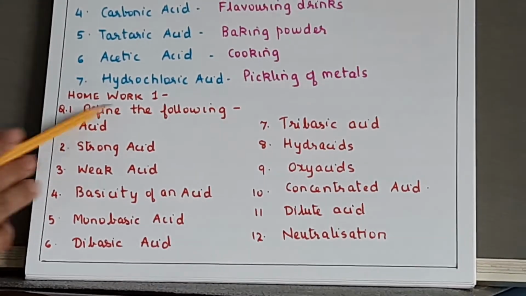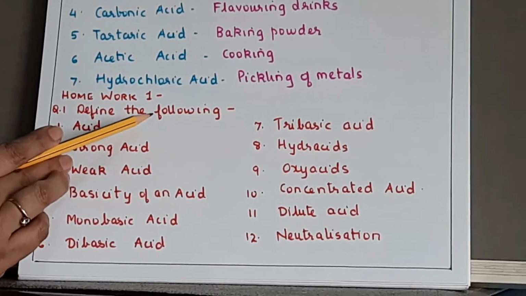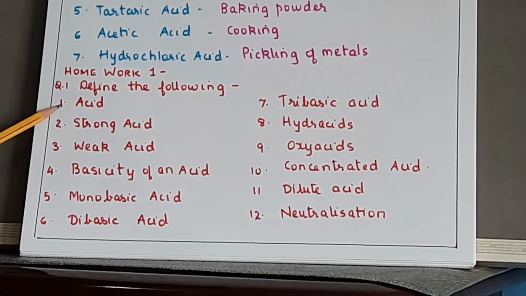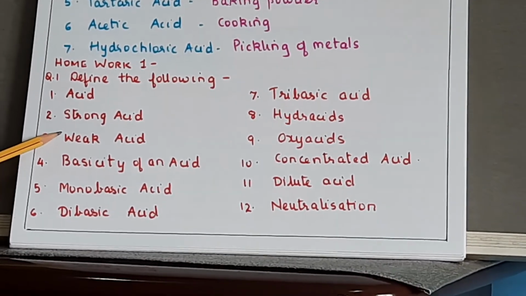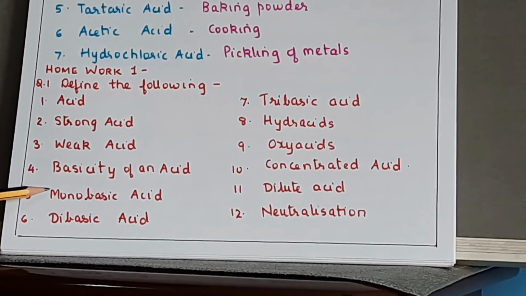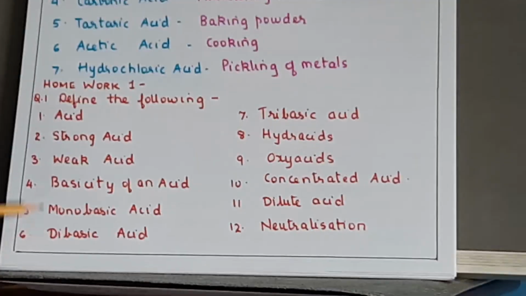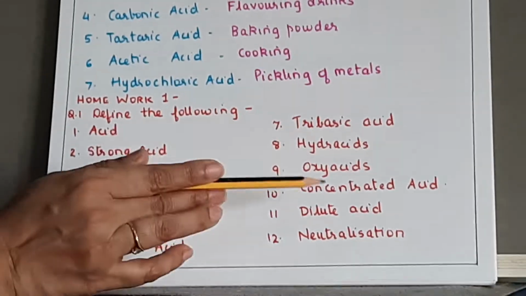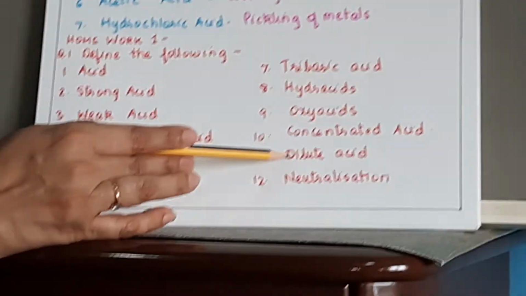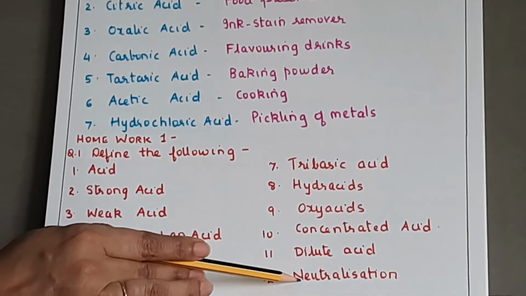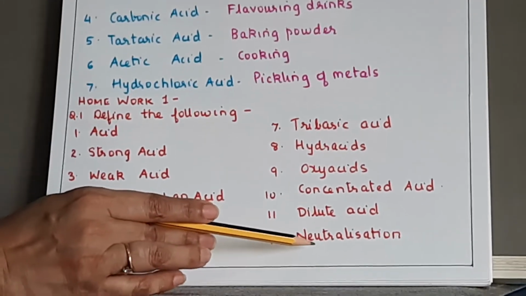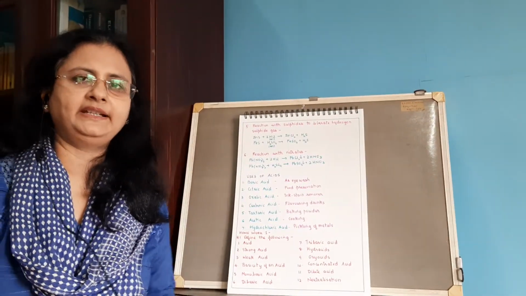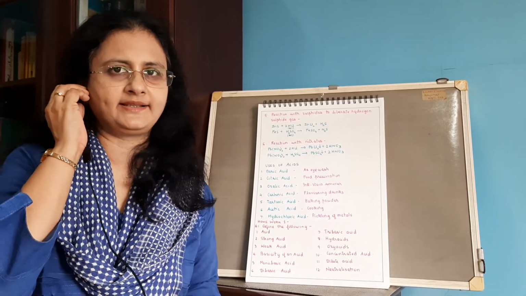Okay, so now just look at the homework questions based on the acid part. All these answers you will get in the PDF which will be shortly uploaded. So define the following: acid, strong acid, weak acid, basicity of an acid, monobasic acid, dibasic acid, tribasic acid, hydracids, oxyacid, concentrated acid, dilute acid and neutralization. Okay, so with that we complete the acid part out of acids, bases and salts.